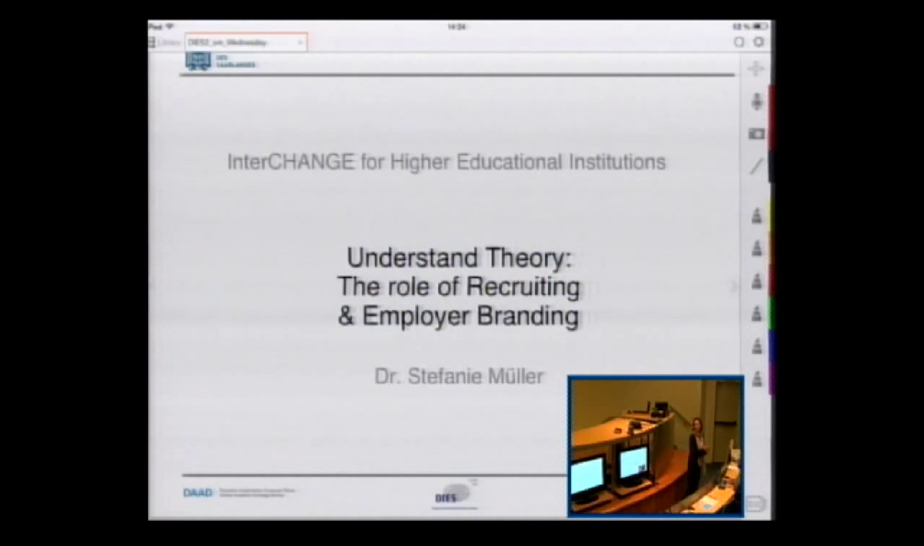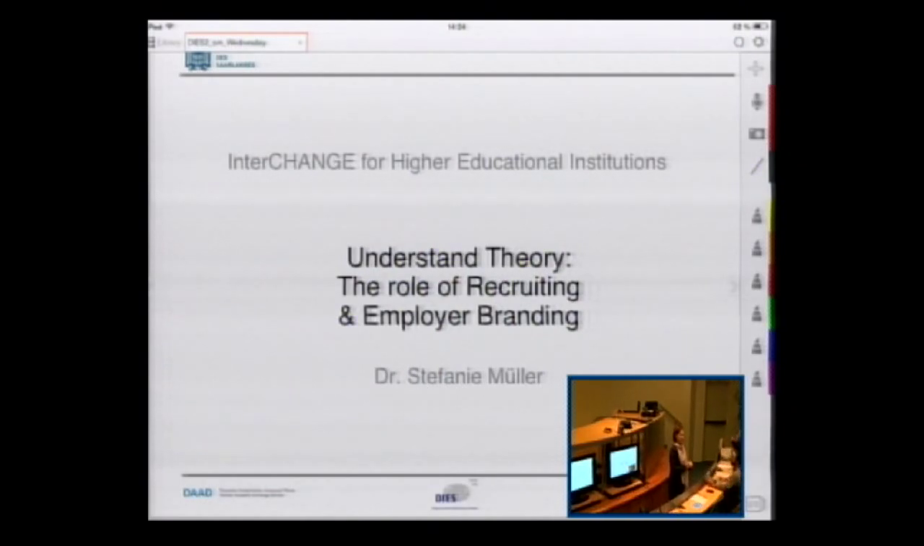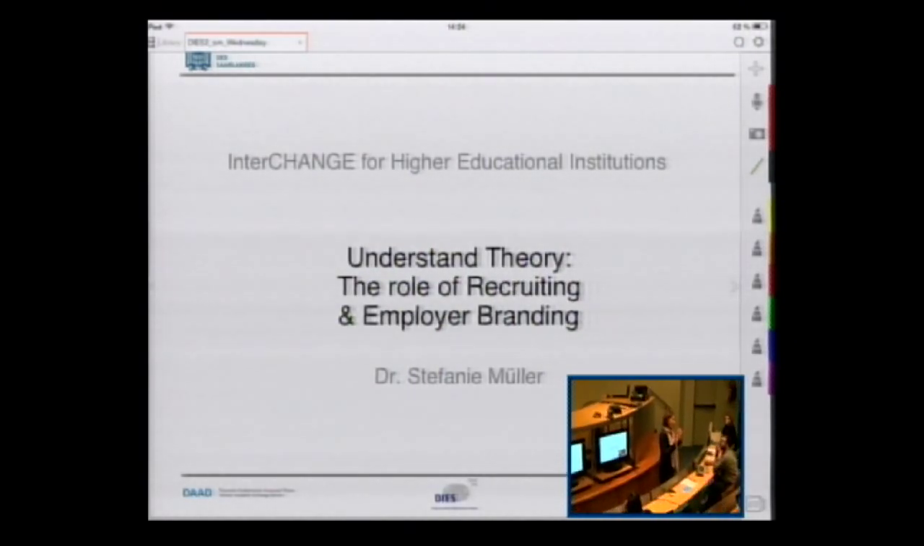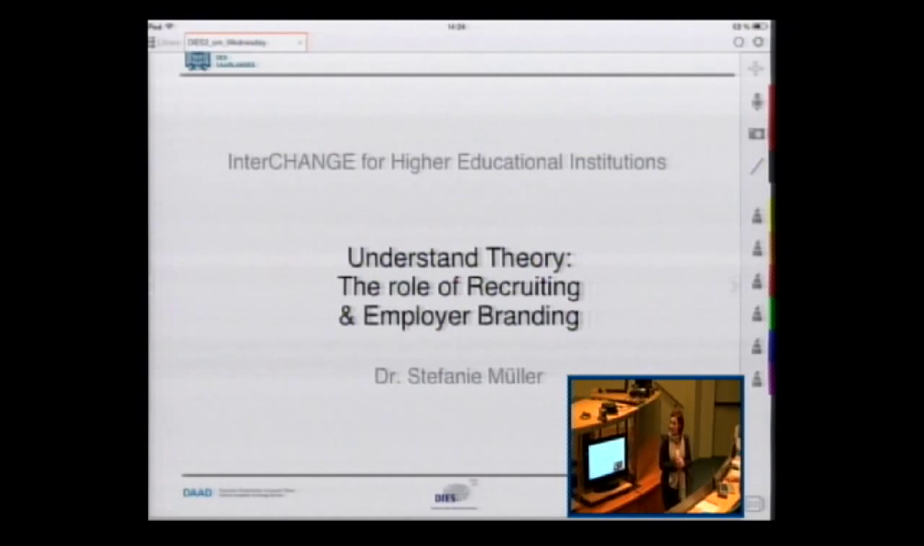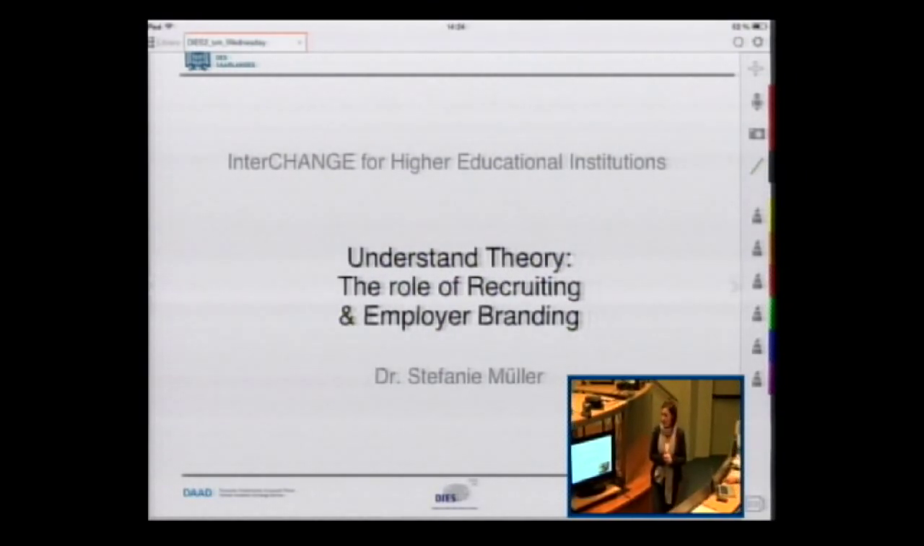So we talk a little bit about the role of recruiting and employer branding today. My first question is, what do you think is a recruiting strategy? Which elements go into a recruiting strategy? About which things have I to think? Finding the profile of the person that we want to hire. Yes, finding the profile of the applicants, the people whom I will hire.